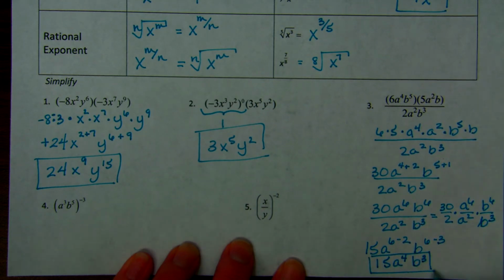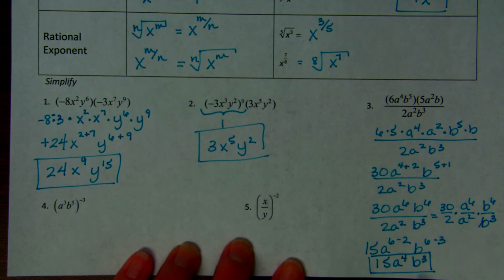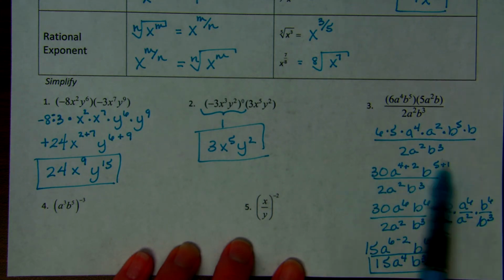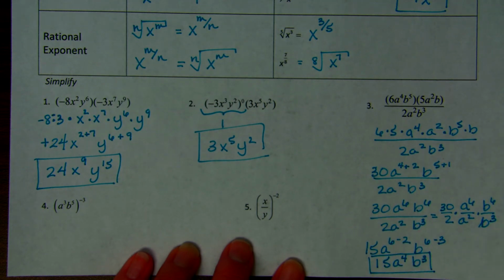Obviously, you do not have to write out all of those steps, right? You can skip the steps that you don't need. But put together the top, put it all together, the top, and then do the division. Or else it's just chaos.